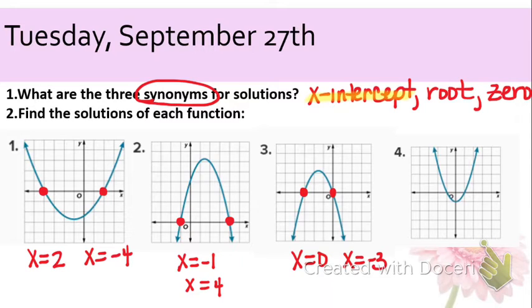All right, and the last one, number 4. Anybody want to volunteer for number 4? Jeremiah. X equals -1 and x equals +1. Any questions about that? All right, so let's do our first lesson.